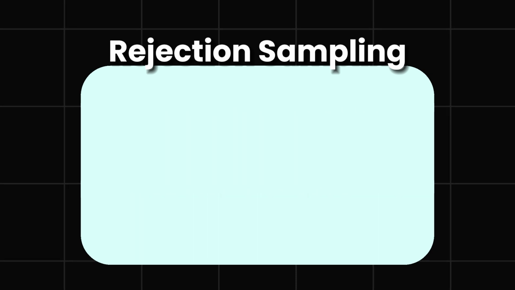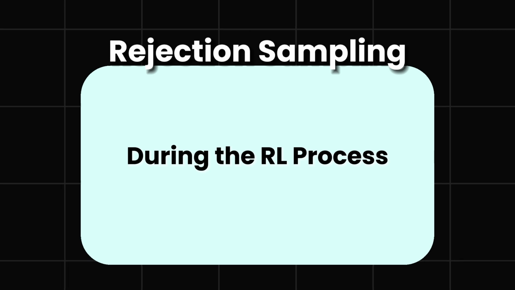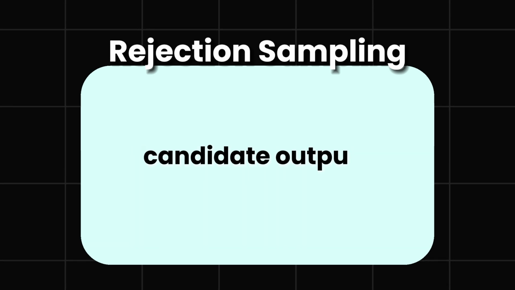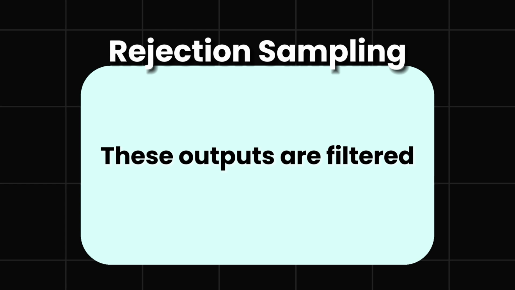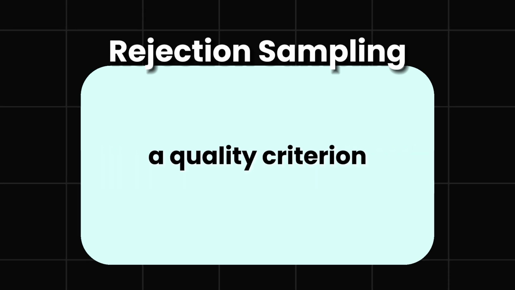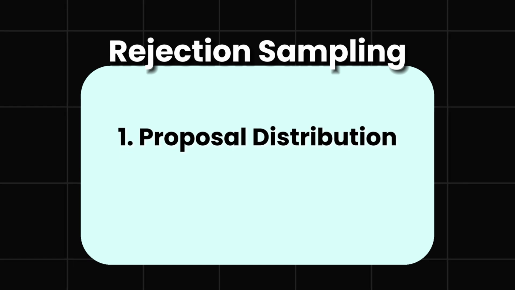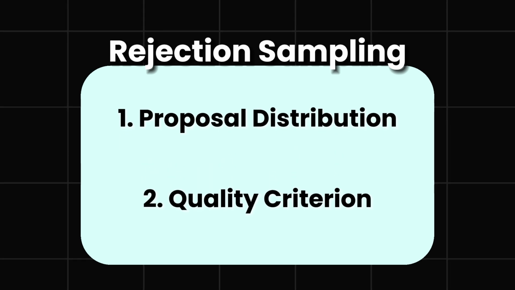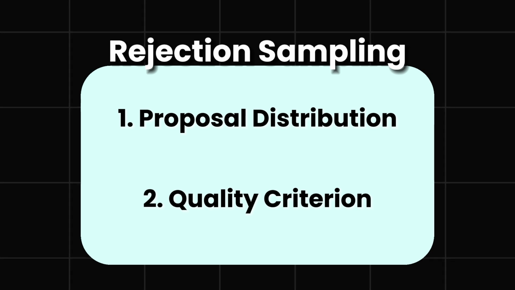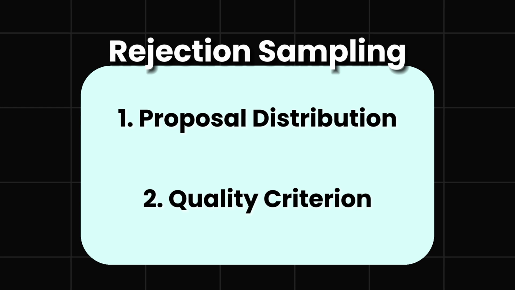So the process is that, number one, we undergo rejection sampling, whereby during the RL process, the model generates candidate outputs. These outputs are filtered using a quality criterion, either a reward model or human feedback. So there is a proposal distribution and a quality criterion. The distribution is the reinforcement learning checkpoint, which we received from the previous step, which is DeepSeek R1-Zero, that now acts as the proposal distribution and generates the candidate outputs.